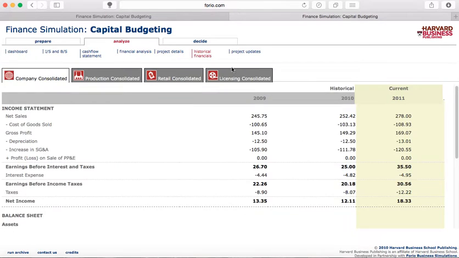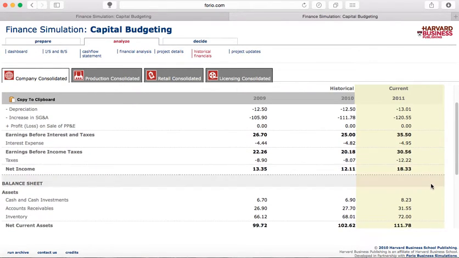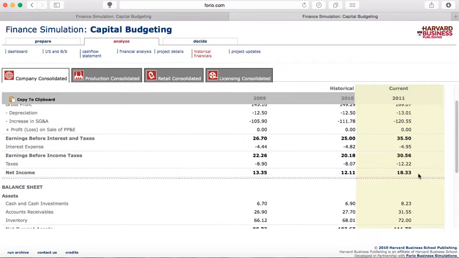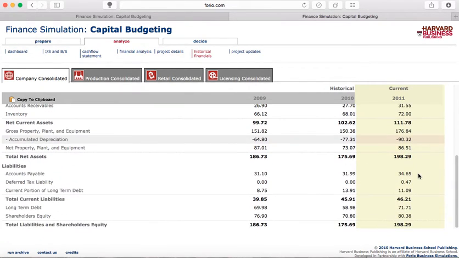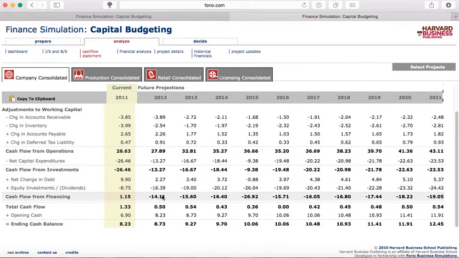Let's look at the historical finances. As you can see, here's another more in-depth look. Our net income increased, as well as all of our assets and liabilities, things like that. Looking at the cash flows, we once again have a positive ending cash balance, and another positive. These numbers do look like they will be increasing from year to year.